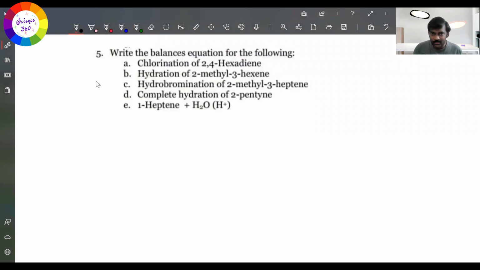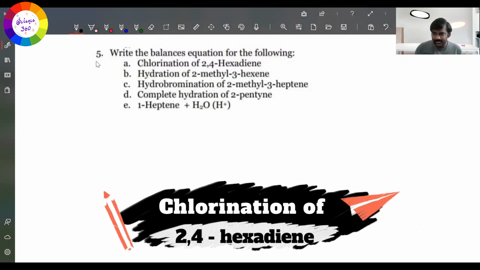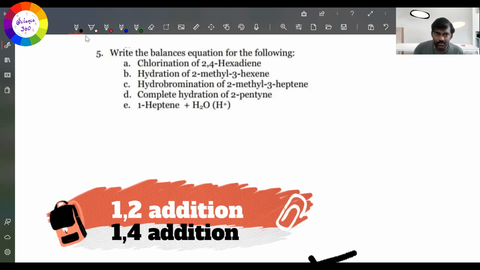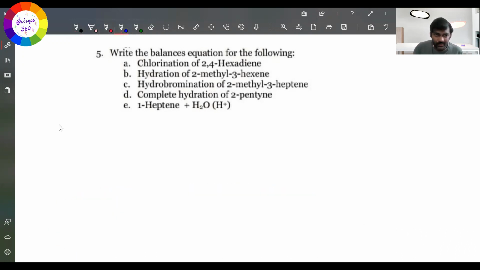Right, so in the first one, chlorination of 2,4-hexadiene. So it is a conjugated diene. So when a conjugated diene is there, an addition reaction generally will happen, and in that addition reaction, two types of additions can happen. That is 1,2 addition and 1,4 addition. So let's see what that is. First we'll write the structure of the substrate molecule, and then we'll see how we can do that 1,2 and 1,4 addition there.